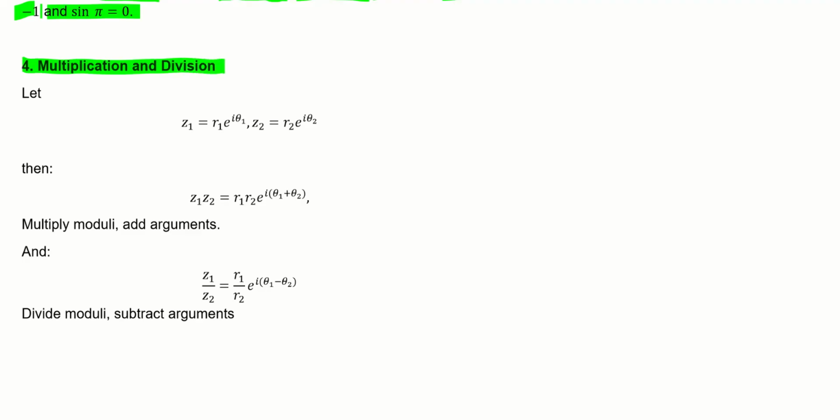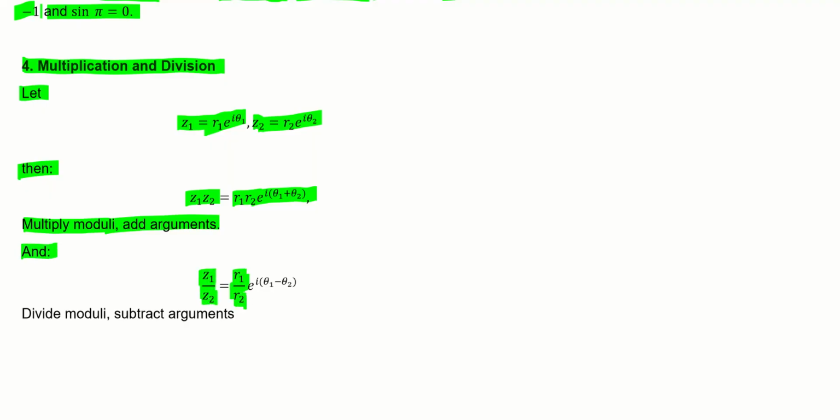Multiplication and division. So if we let z1 be r1 e to the i theta 1 and z2 be r2 e to the i theta 2, then z1 z2 is r1 r2 e to the i (theta 1 plus theta 2). Multiply moduli, add arguments, as we're used to. And z1 over z2 is r1 over r2 e to the i (theta 1 minus theta 2): divide moduli, subtract arguments.